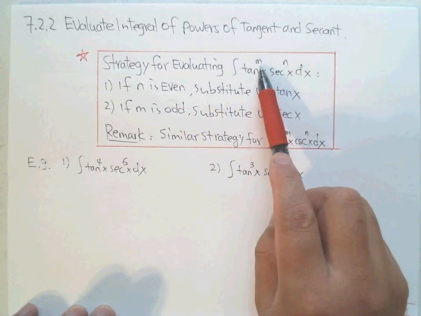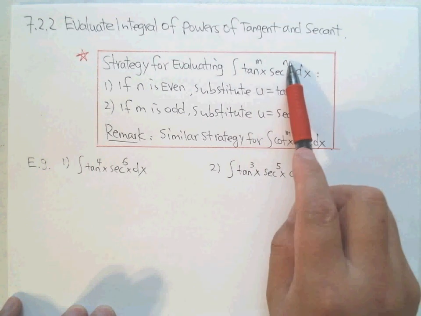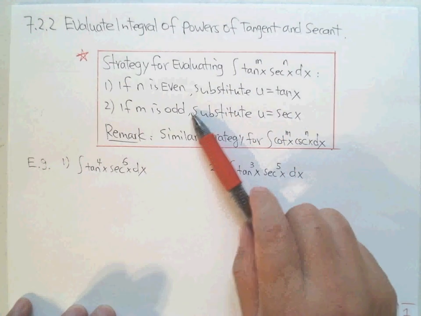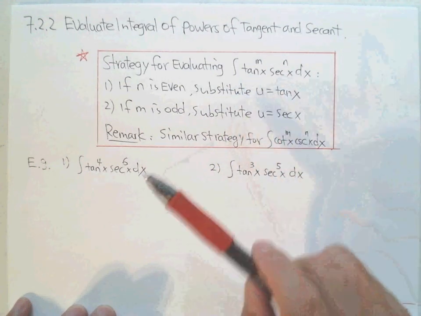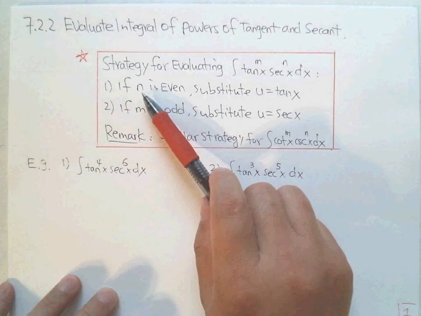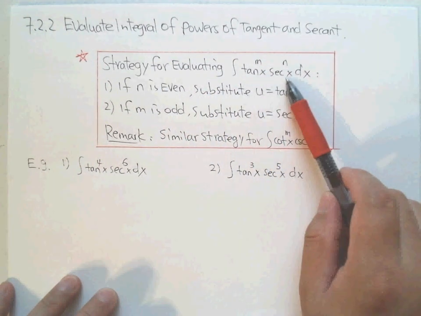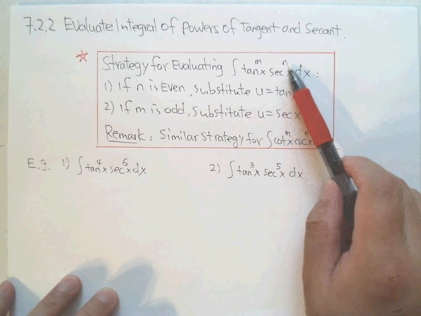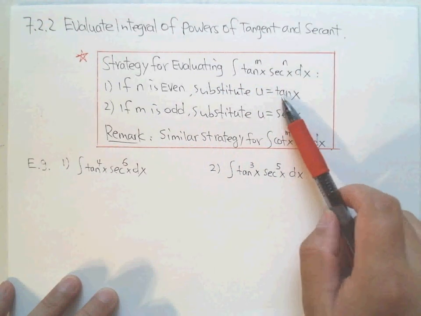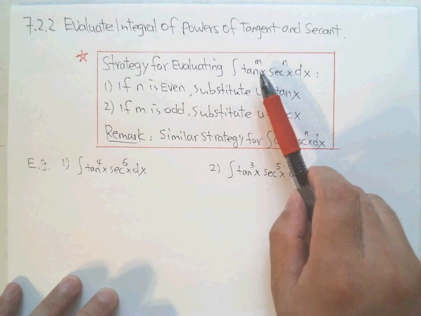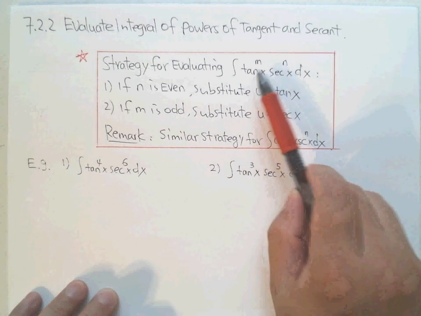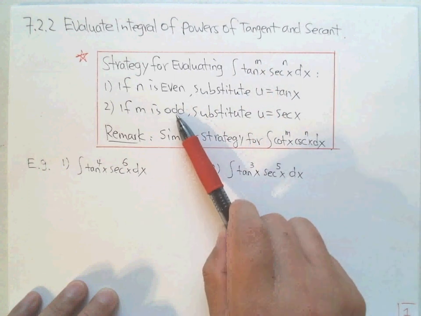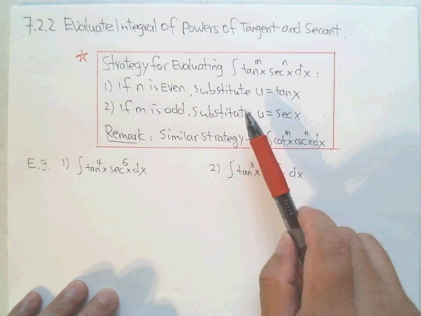We have two cases, and these two cases we definitely know how to do with substitution. The first case: if n, the power of secant, is even, we do the substitution u equals tangent. Another case: if m, the power of tangent, is odd, not even, we do the substitution u equals secant.